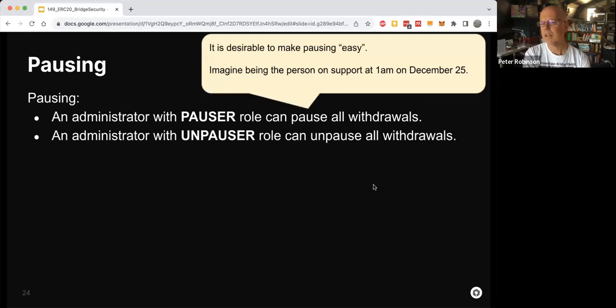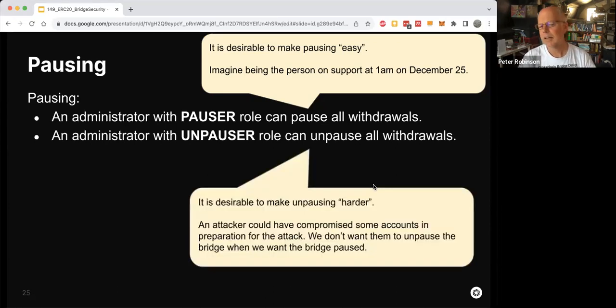And I think you want to have pausing to be easy. And the reason for that is that you can imagine that you're on support and it's 1 a.m. on December the 25th, or some other day that's important and everyone's on holiday. So you need to be able to pause pretty quickly and not have to try and communicate with lots of people. Unpausing probably needs to be harder.